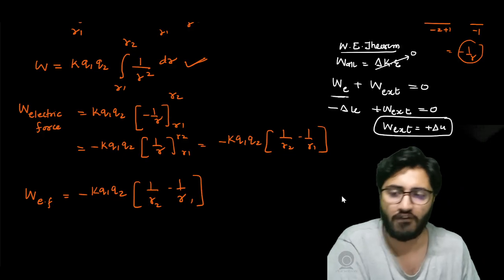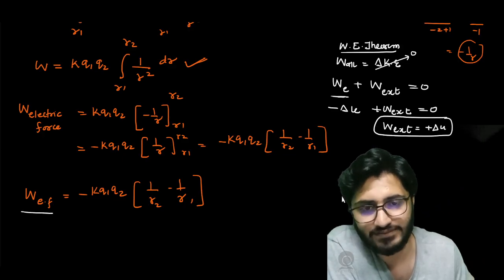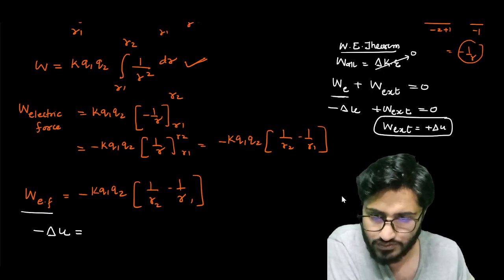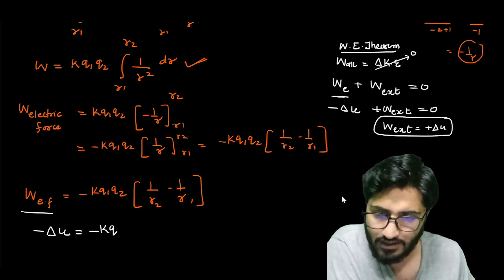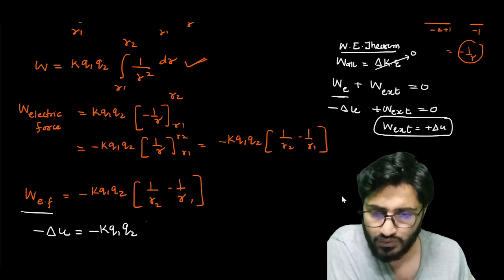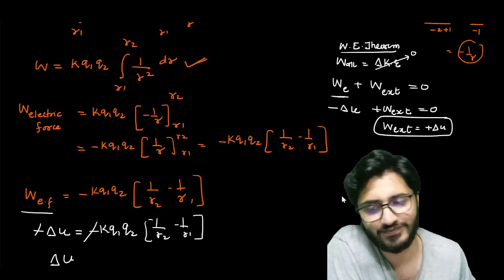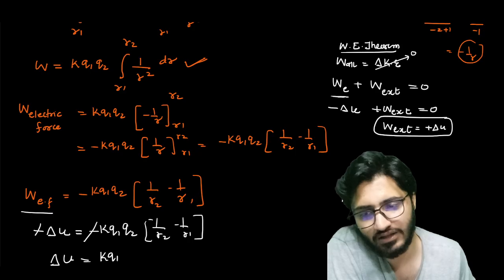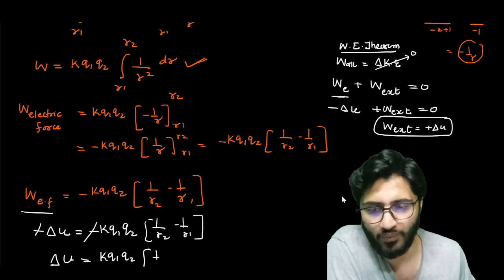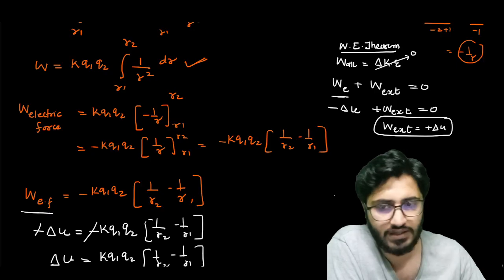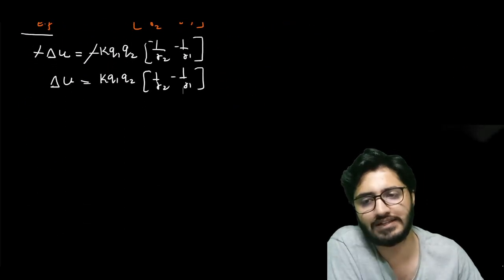So here, work done by electric force, I guess it is minus delta U. So I can write minus delta U equals to minus K Q1 Q2 (1 by R2 minus 1 by R1). Minus minus cancel out. So I can write change in potential is equals to K Q1 Q2 (1 by R2 minus 1 by R1).